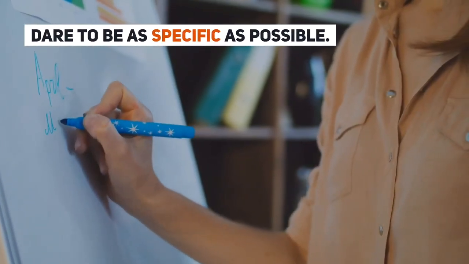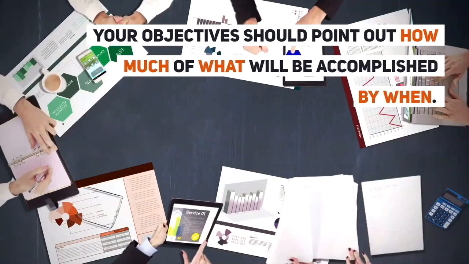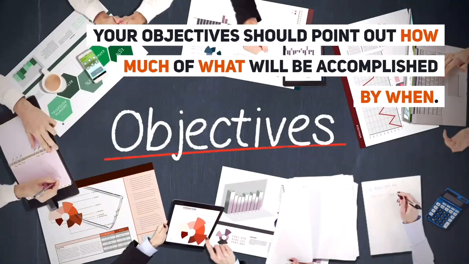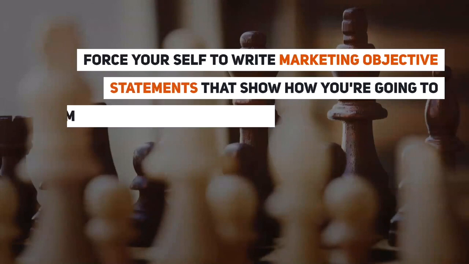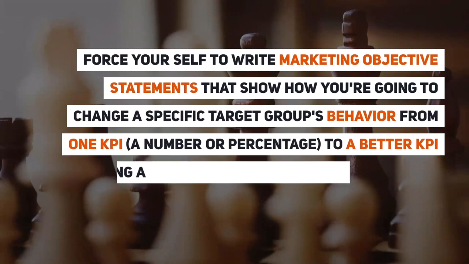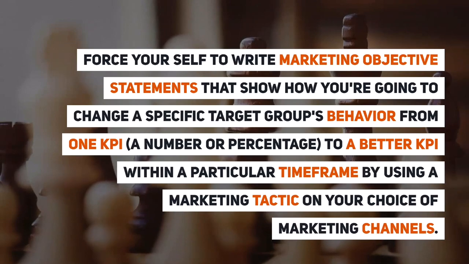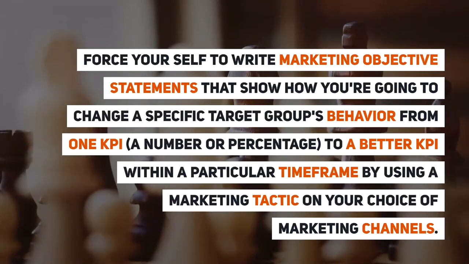Dare to be as specific as possible. Your objectives should point out how much of what will be accomplished by when. Force yourself to write marketing objective statements that show how you're going to change a specific target group's behavior from one KPI, a number or percentage, to a better KPI within a particular time frame by using a marketing tactic on your choice of marketing channels.